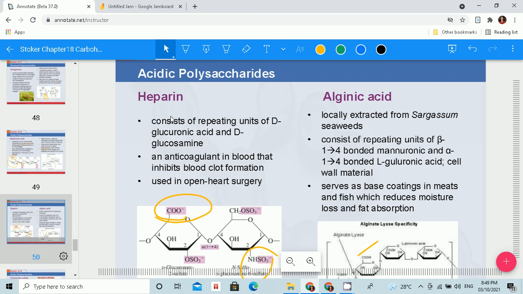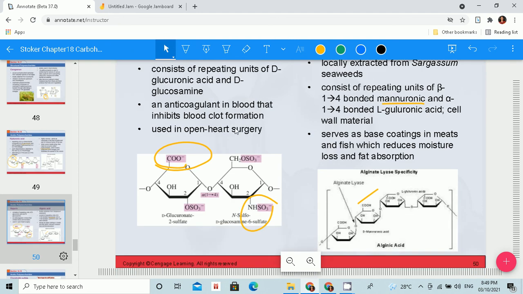And then we have alginic acid. It is locally extracted from sargassum seaweeds. It consists of repeating units of beta 1,4 bonded mannuronic acid. So if we have this mannuronic acid, for sure the sugar there is mannose, and also alpha 1,4 guluronic acid, a cell wall material. So it serves as a base coating in meats and fish and reduces moisture loss and fat absorption.